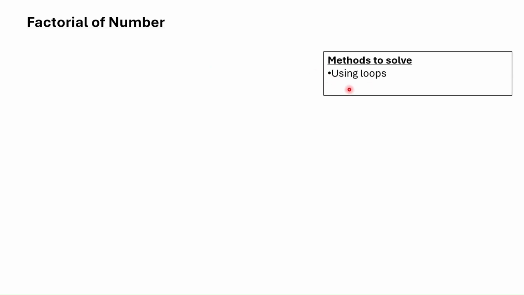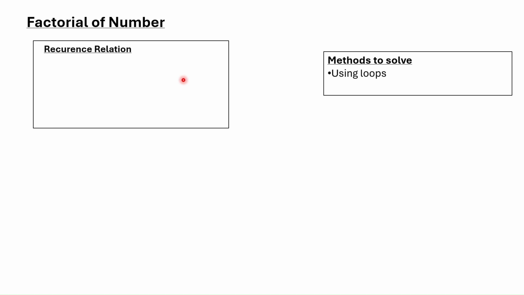So let us now look at this problem, and that is the factorial of a number. So we already have a method to do this problem, and that is using loops. But today I'll only be telling you how to do this using recursion. So let's now write the recurrence relation of this problem. So what do we know? We know the factorial of 0 is 1. Let's name it as equation 1.